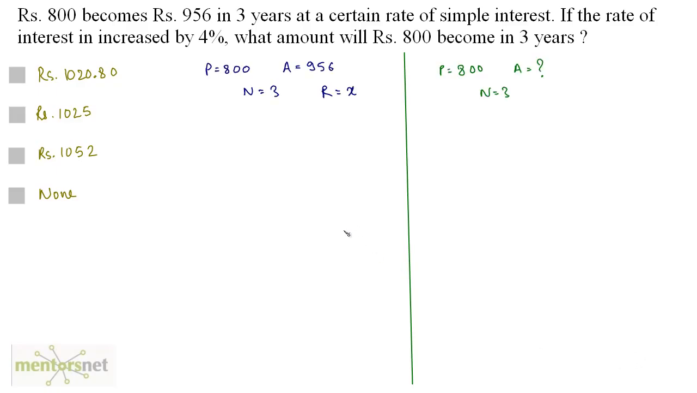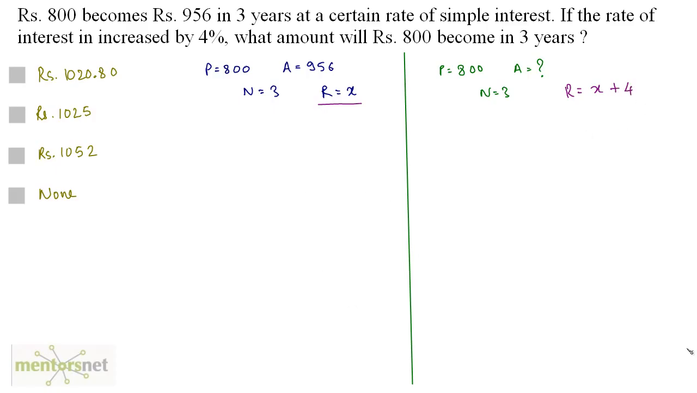Now in the first case, on the left hand side, you have the principal as 800 rupees, which amounts to rupees 956 after 3 years, and we have not been given the rate of interest. Let that rate of interest be X%. Now in the next case, the amount is what we have to find, and we have been given the principal, the same 800 rupees, and the number of years are also the same, 3 years, and the rate of interest is increased by 4%. So basically R is equal to X plus 4.